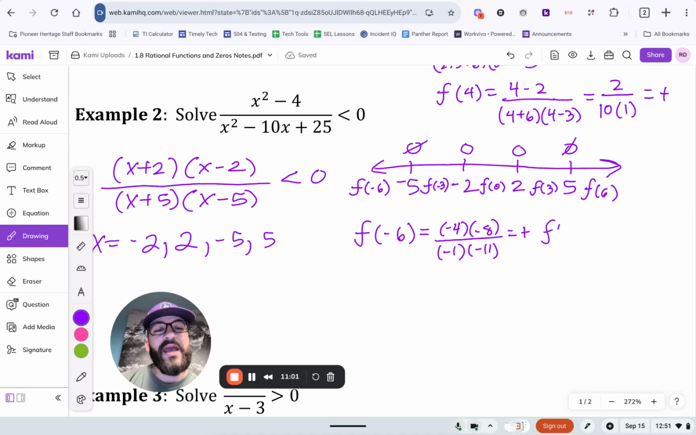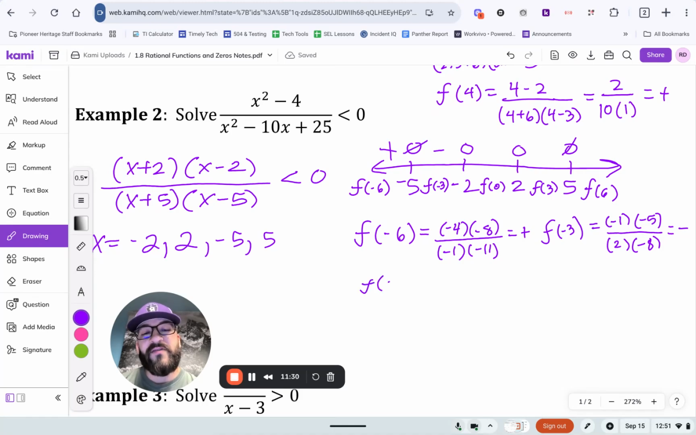See, same thing, f of -3. Don't forget to add it to your number line. f of -3 is equal to -3 plus 2 is -1. -3 minus 2 is -5. Over -3 plus 5 is 2. And -3 minus 5 is -8. So 3 negatives would give us a negative.